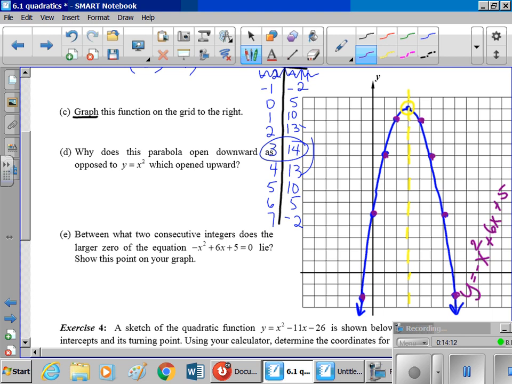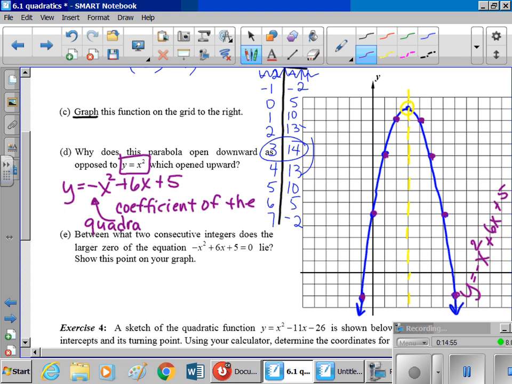All right, and let's finish reading the rest of our questions. So D says, why does the parabola open downward as opposed to y equals x squared, which opens upward? All right, so what was the only difference between this one? Well, there was a couple of differences, right? I'm going to remind you that the one we just did was y equals negative x squared plus 6x plus 5. So what I want you to recognize here is this leading coefficient, which is the coefficient of the quadratic term, is negative. That is why this one opens downward while the other one opens upward.